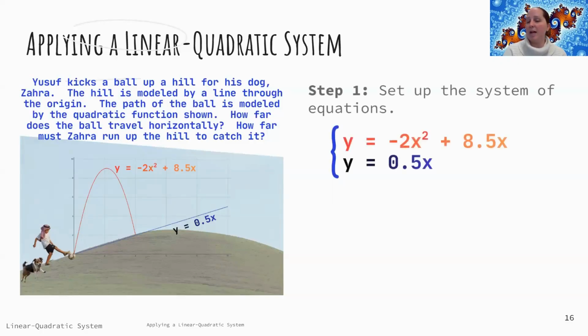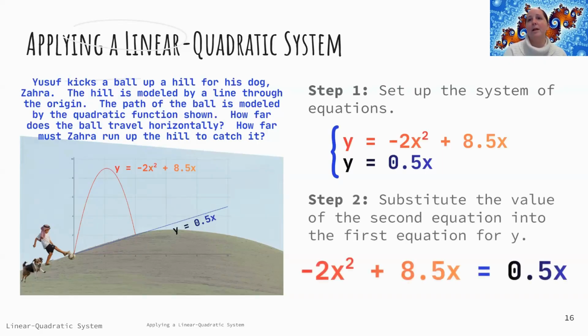So the first thing I want to do is actually set up these two equations. I have a quadratic function. I have a linear function. The second step is to substitute the value of the second equation into the first equation for y. So basically, I'm setting them equal to each other since they both equal y.